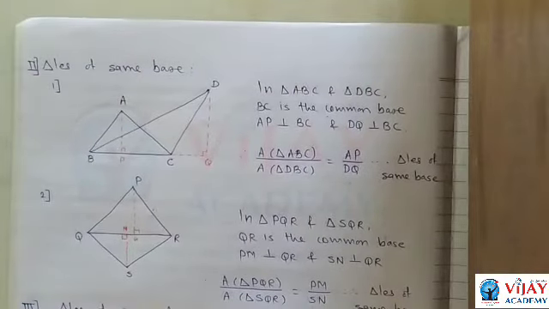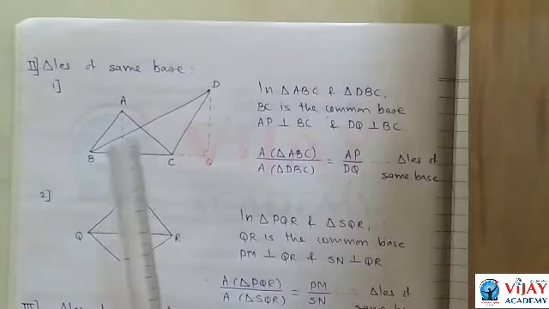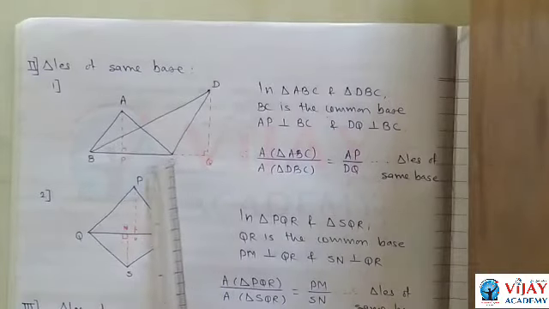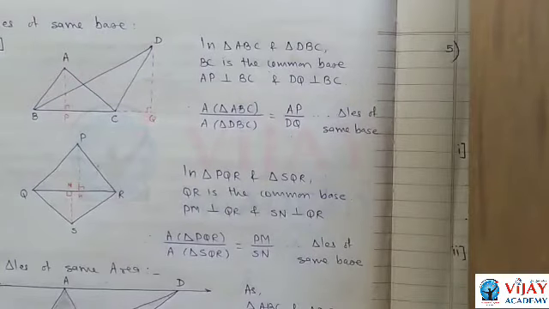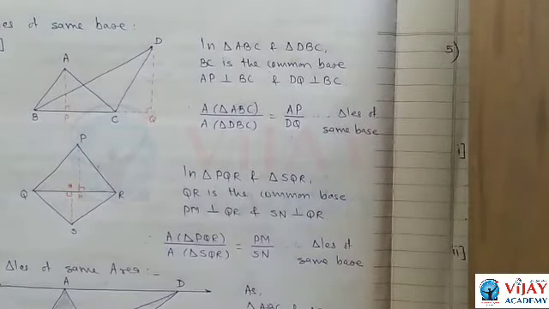Then, triangles of the same base. In triangle ABC and in triangle DBC, BC is the common base, so their areas depend on their heights: the area of triangle ABC upon the area of triangle DBC is equal to AP upon DQ.